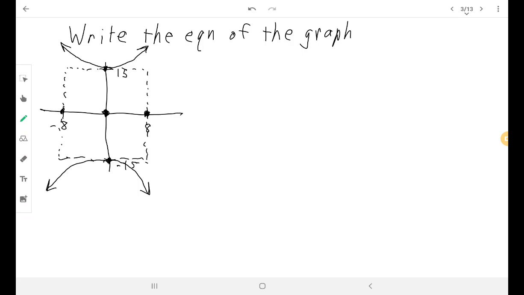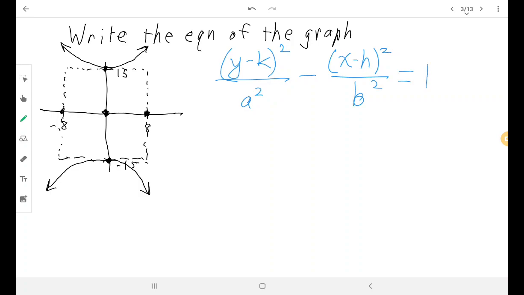Let's talk about writing the equation from the graph for this one. Now we've got the curves going up and down. So this case is y minus k all squared over a squared minus x minus h all squared over b squared equals 1. In general, whatever direction the curves are going, if they're going in the y direction, the y starts it and the a is underneath that. If they're going the other way, the x starts it and the a is underneath that.